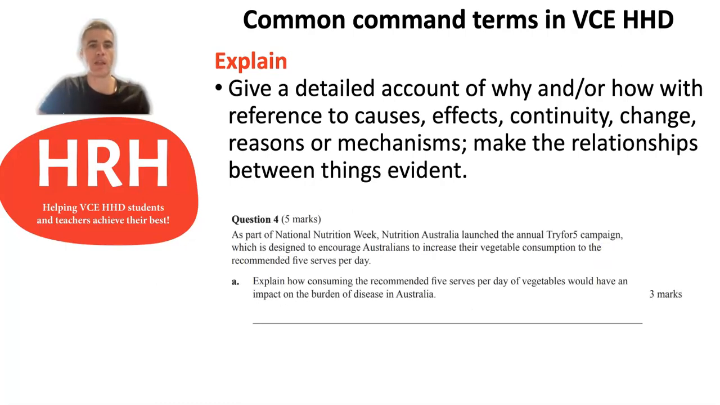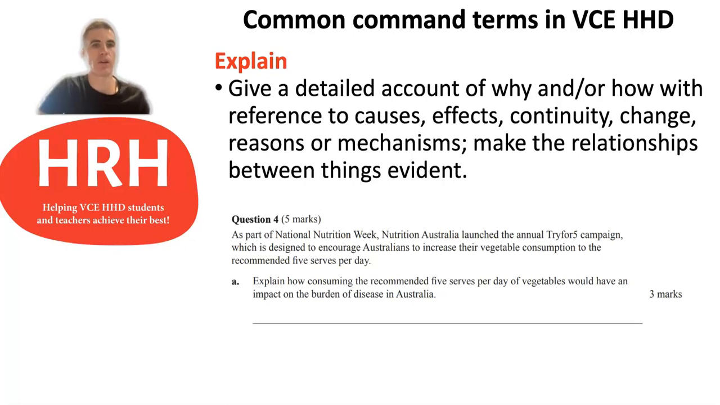You can see here, this was a question that was worth another mark, so 3 marks. So often explain questions are worth 2, 3, or sometimes maybe even 4 marks. And this one was asking you to explain how consuming the recommended 5 serves of vegetables would have an impact on burden of disease in Australia. So you've also got to look at the way in which the question is directing you when you're answering these questions. So this is about consuming the recommended serves of vegetables, not under consuming. So you've got to make sure you follow that direction they've given you there in the question. But once again, you're linking that into burden of disease.